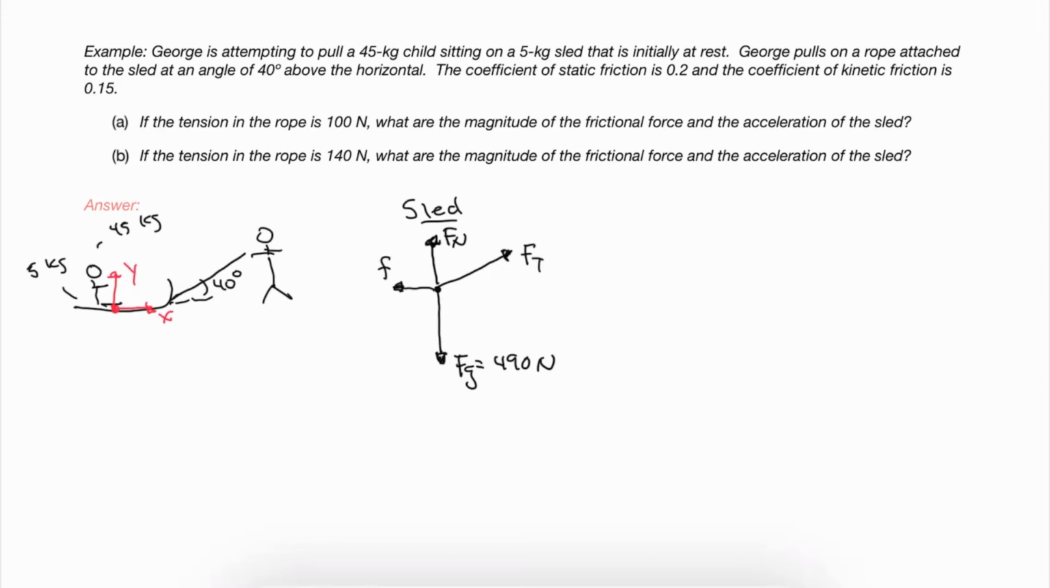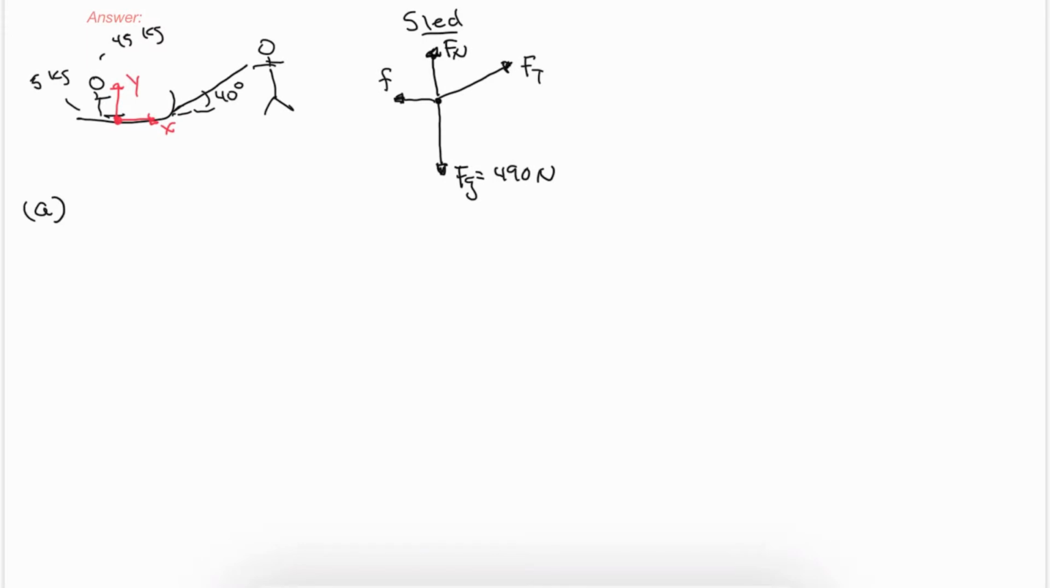Let's go ahead and start writing down, in part A, Newton's second law. I'll need to write this down in both the x and the y direction. And so in the x direction, I have the x component of tension acting in the positive x direction and friction acting in the negative direction, and this is going to be equal to 50a.